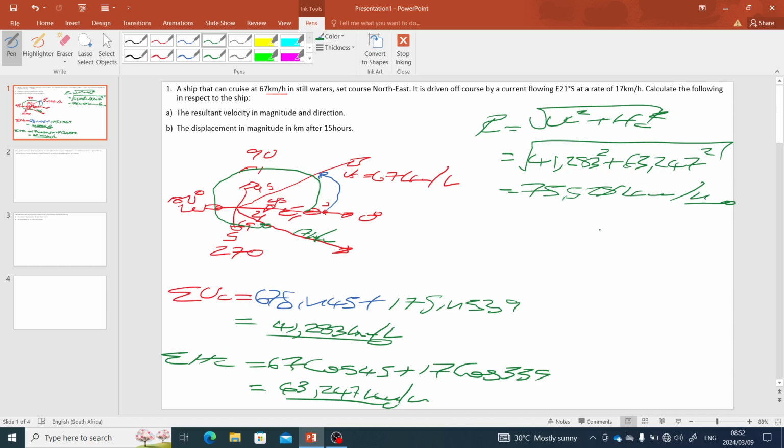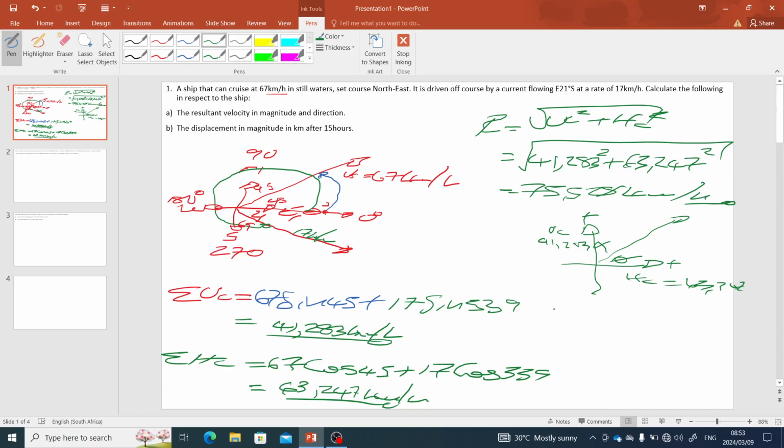Now, in calculating the direction, we did indicate that our resultant would be in the first quad, because all forces going up, or the direction north, are positive, and the direction east is positive. The VC is positive going north, and it is 41,283. The horizontal component is positive, going east, and it is 63,247. This is where your resultant would be. Whether you calculate alpha or theta, it doesn't matter. At the end of the day, you need to apply it.